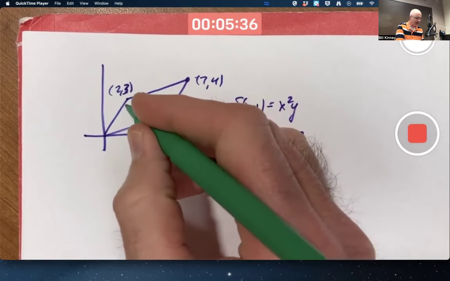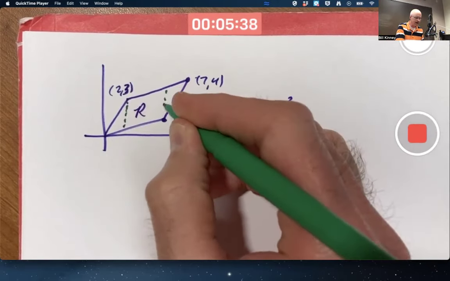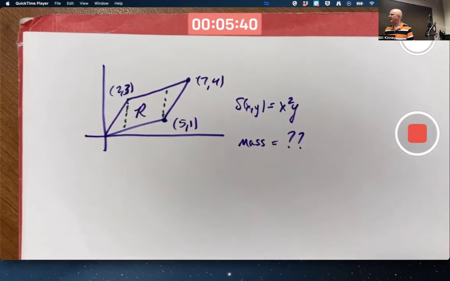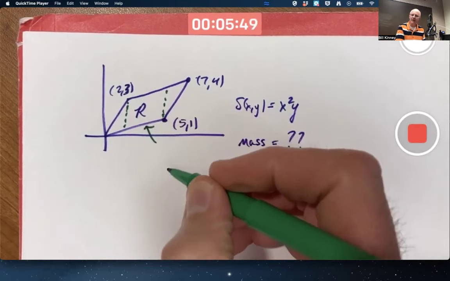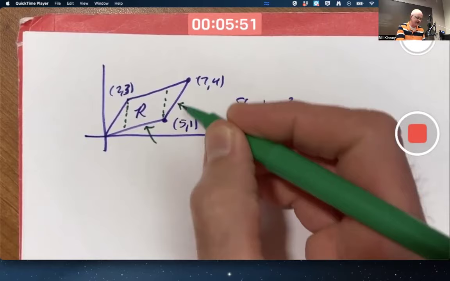You'd want to break this up into 3 pieces, integrate over each piece, and then add the results. You could probably figure that out, and maybe even within 20 minutes. But if we're going to do that, we need the equations for these lines.